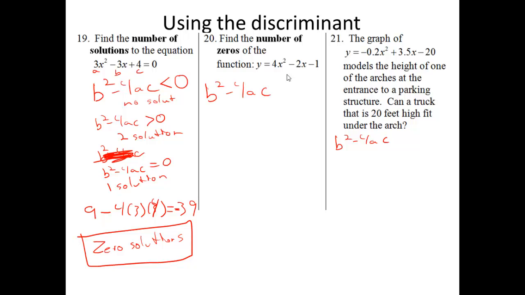Here we have A, B, and C. So we have b squared, which is going to be 4. Negative 2 squared is 4 minus 4 times negative 1. So we have 4 times 4, which is 16, times negative 1 is a negative 16. But we're subtracting, so 4 minus a negative 16 is going to be equal to 20, which is greater than 0. So we have two solutions.